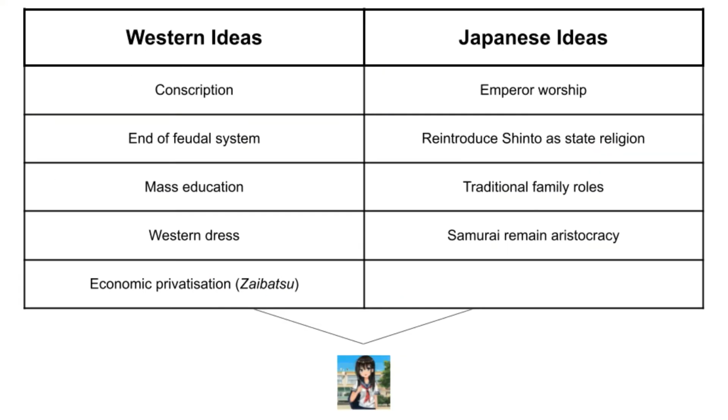Japan to the moon! Let's look at some of the Western and Japanese ideas which were essentially added together to form a new Japanese society. For the Western ideas we have conscription, the end to the feudal system, the introduction of mass education, the adaptation of Western dress, and economic privatization. For the Japanese ideas which were kept, they continued to practice emperor worship, they reintroduced Shinto as state religion, they kept traditional family roles, and the samurai remained aristocracy in Japan.